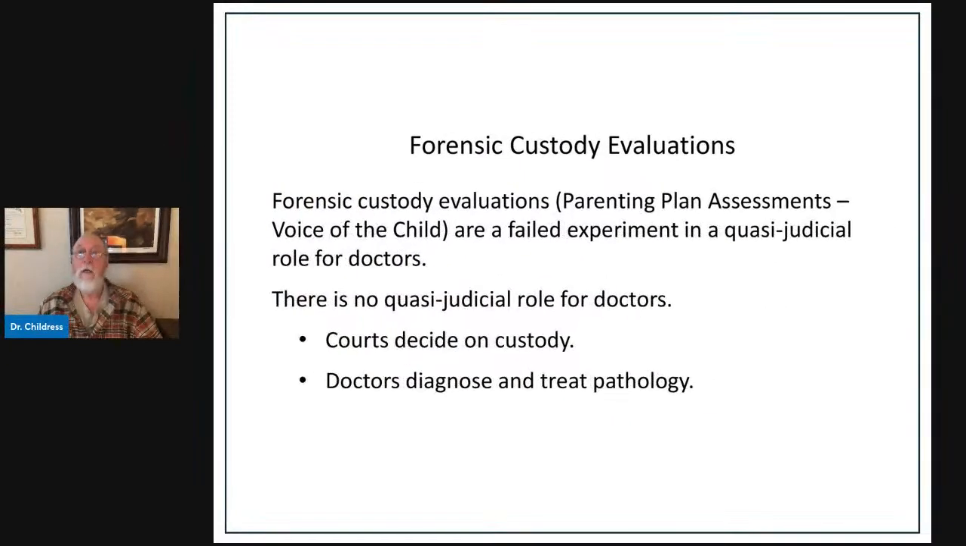The forensic custody evaluations, also called parenting plan assessments, or voice of the child up in Canada. They're called various things, but the court understands what we're talking about. Those big 6 to 9 month, $20,000 to $40,000 assessments that come back and are marginally helpful, if at all. I don't think they're helpful at all. And they're highly problematic for a variety of reasons.